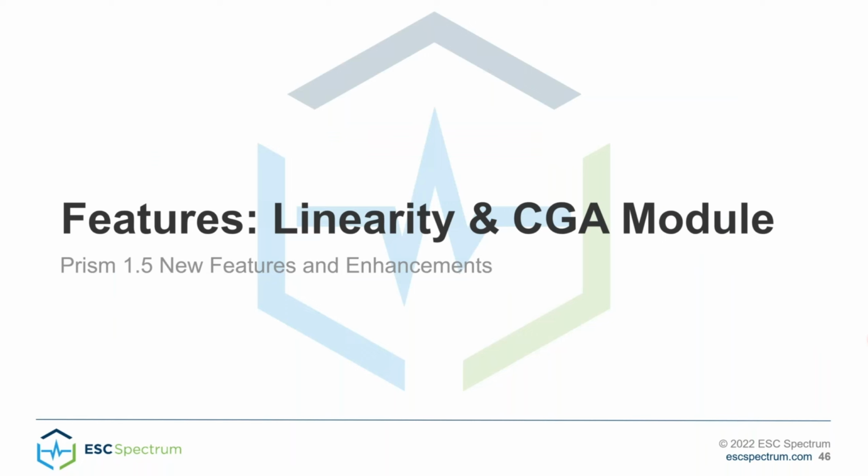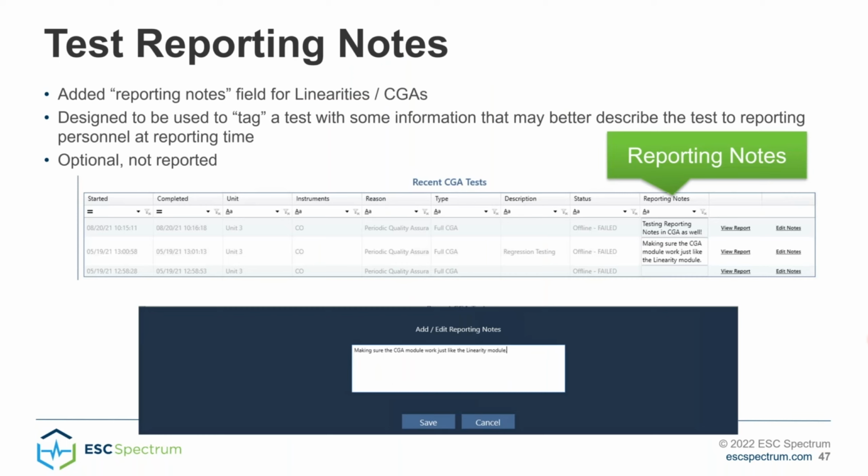So that's the main application. Getting into the linearity and CGA module, we've added some features to those. The first one is the reporting notes column. So this is designed to kind of give you the ability to essentially tag a linearity test or a CGA test after it's already run, to give it some post-test notes that will help remind you or the reporter at some later point and date when you're reporting the test what this test was about. And if you want to report this or some context around why this test was run, it's completely optional. It's nothing that's reported to the EPA. It's just there to kind of give you the ability to tag a test with some notes.